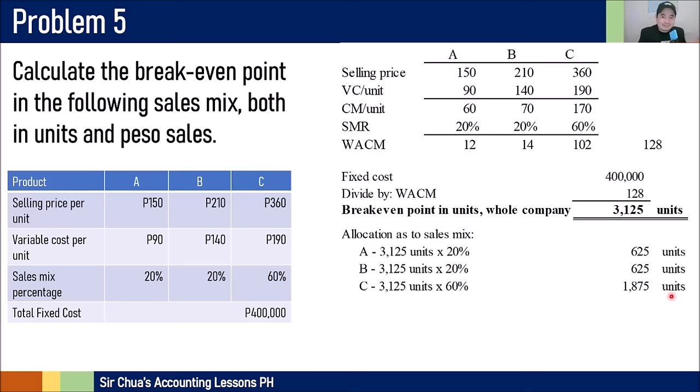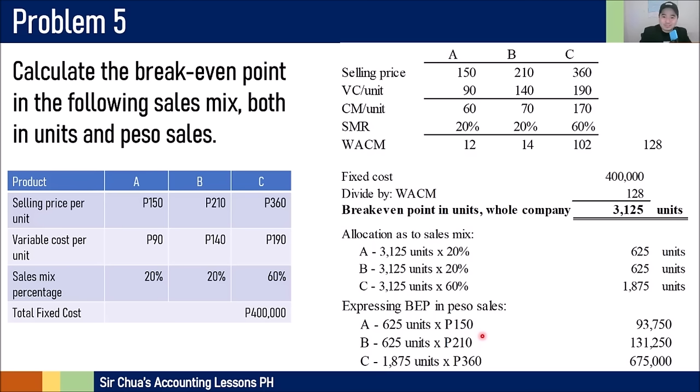Ngayon, kung tatanungin kayo, magkano na po ang break-even point natin in case that peso sales na po yung tinatanong? You just simply multiply the number of units to their respective selling prices. So for A, it's 625 times 150. Ito po yun. For B, 625 times 210. And for C, is 1,875 times 360.